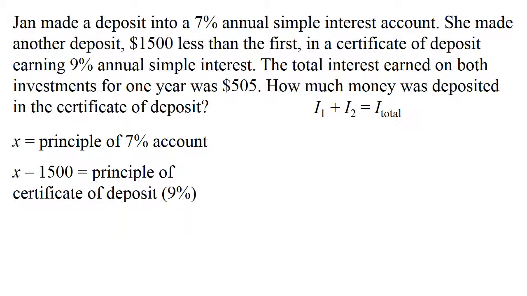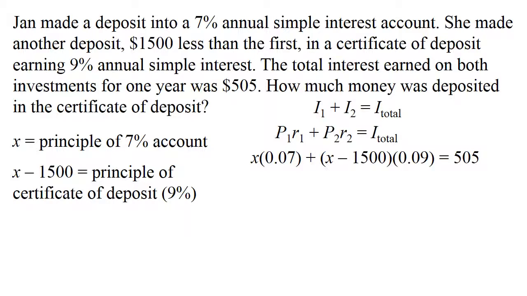So we're looking at interest of the first account plus interest of the second account equals the total interest, which means to calculate the interest of the first account, you take its principal times its rate, and to find the interest of the second account, you take its principal times its rate. Now again, we don't necessarily need to know those numbers, but we're going to set it up in that fashion. So the principal of the first account is x. Its rate is 7%, so x times 0.07. The principal of the second account is x minus 1500, whatever that is, times its rate at 9%, 0.09. And the total interest earned is 505.